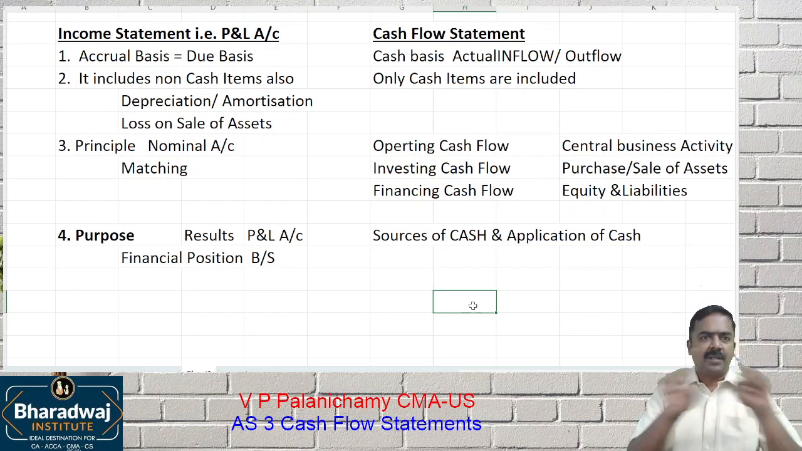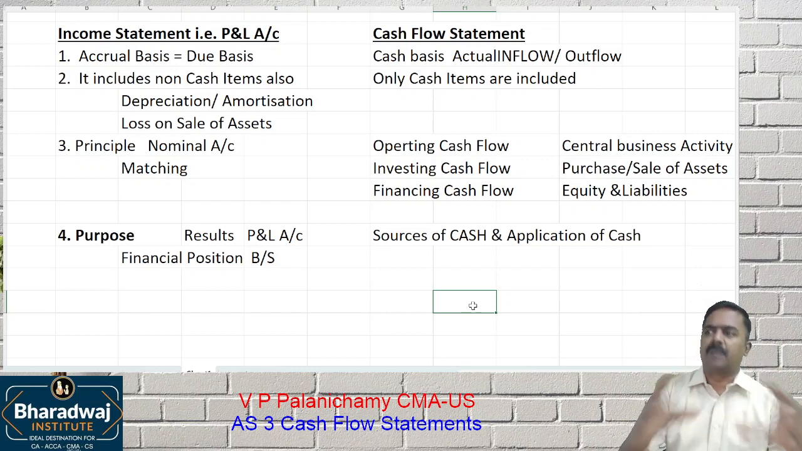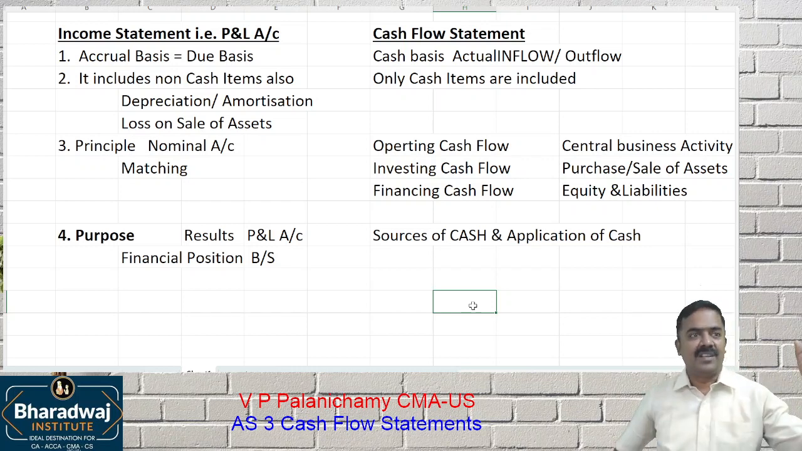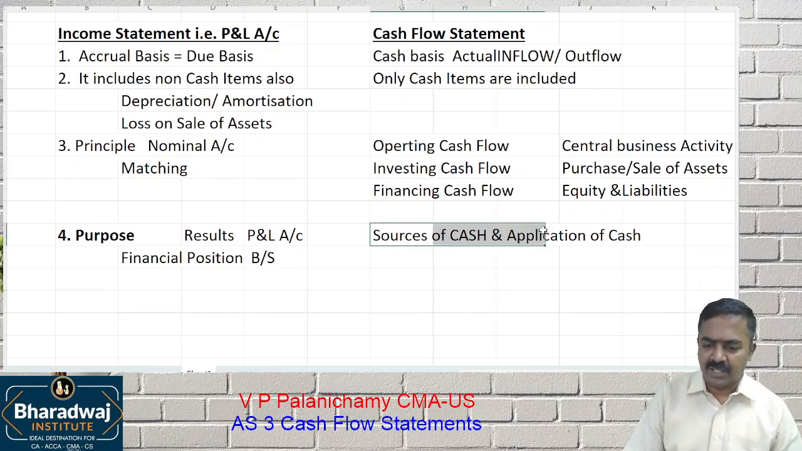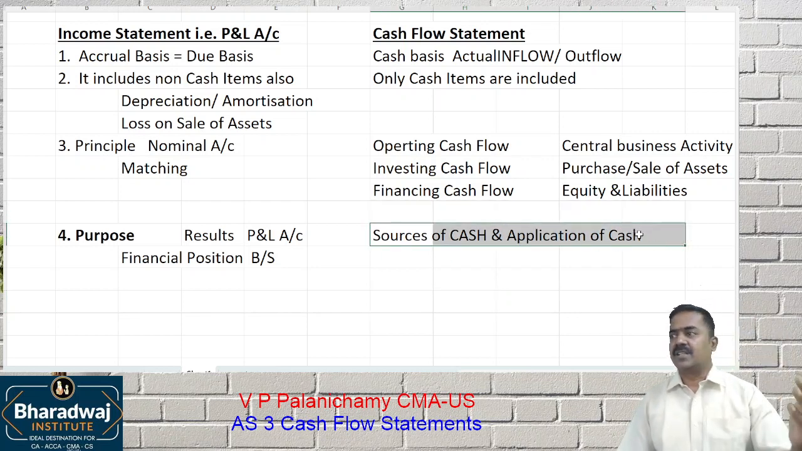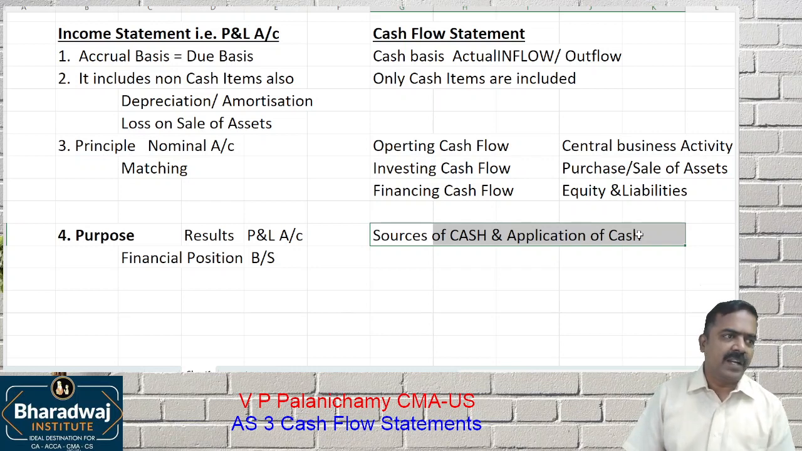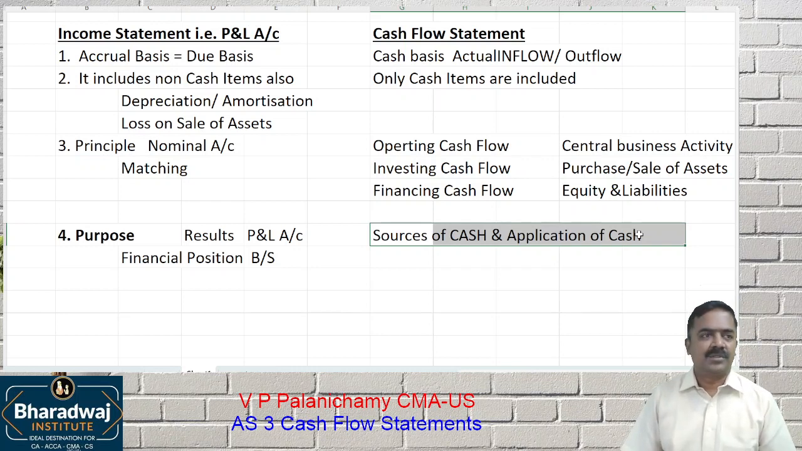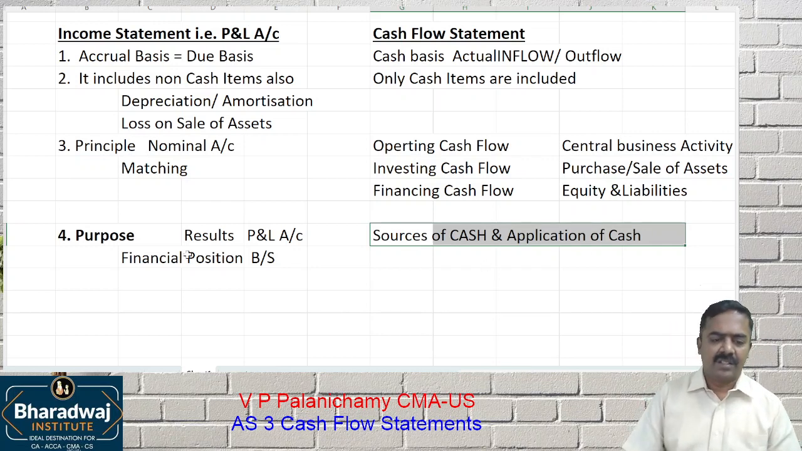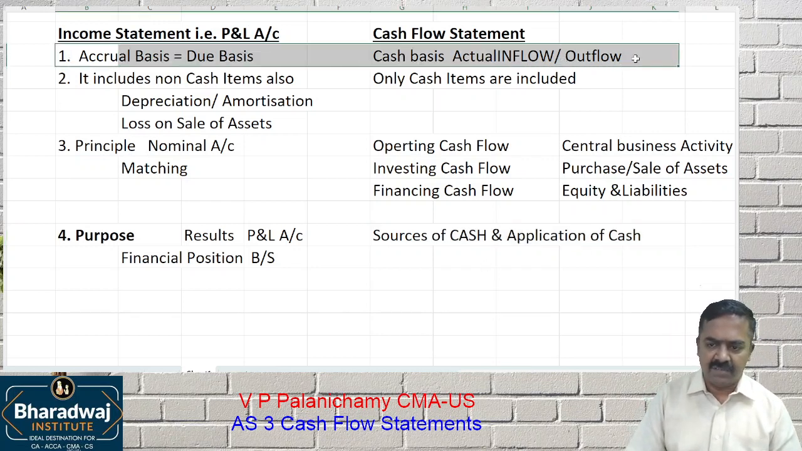It gives a better picture because the balance sheet tells you the position as on a particular date, not throughout the year. But the cash flow statement will tell you whether you have sold or purchased assets, made new investments or sold investments, issued shares or redeemed shares. It will give you detailed information. So that is the purpose. Take this up, then we'll proceed.